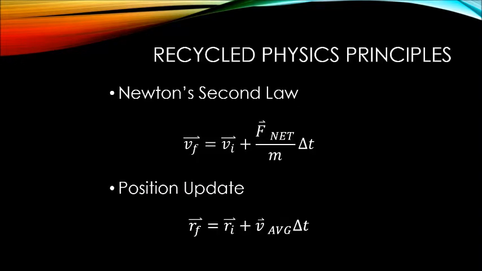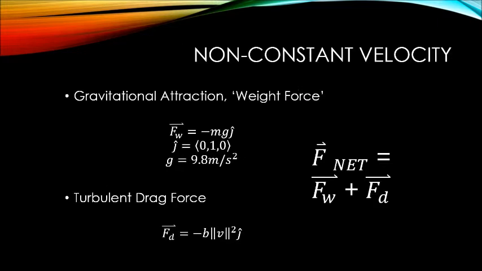This lab will use Newton's second law, the final velocity equals the initial velocity plus the net force over the mass of the object times the change of time, and the position update equation, the final position equals the initial position plus the average velocity times the change in time, for the same purposes as last time, updating the position and producing a position versus time graph. However, velocity isn't constant, so the net force isn't the zero vector.